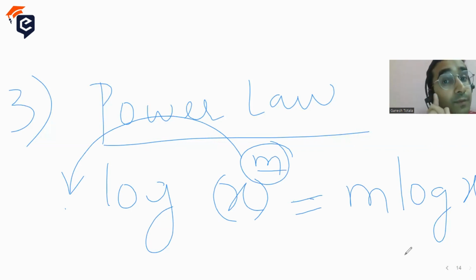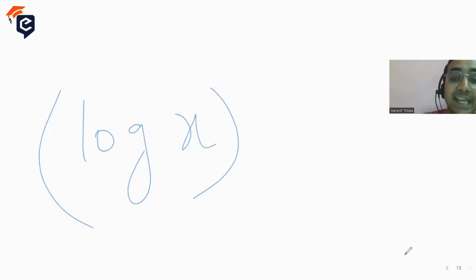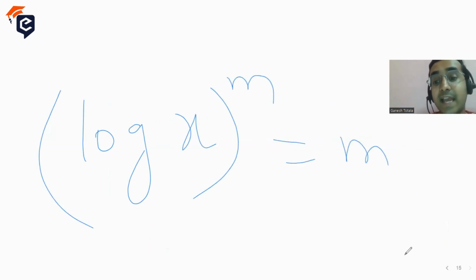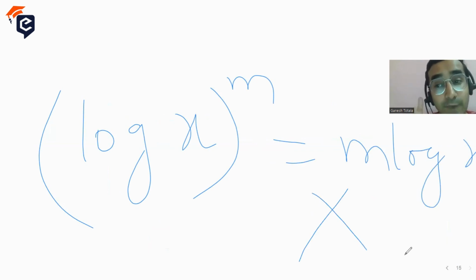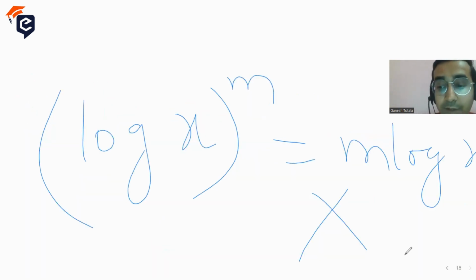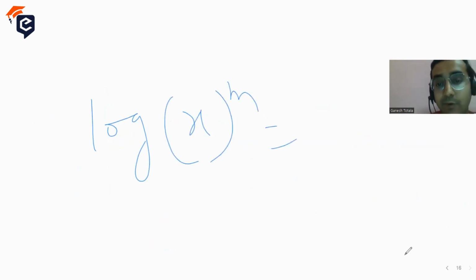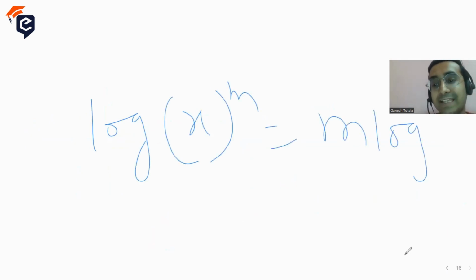Again, a mistake-prone area where the students commit mistakes is this: log of x raised to m, they will write as log x whole raised to m, which is incorrect. Because when I'm talking about the power, that power should always be for x and not for log x. Okay, so we have log of x raised to m equal to m log x.